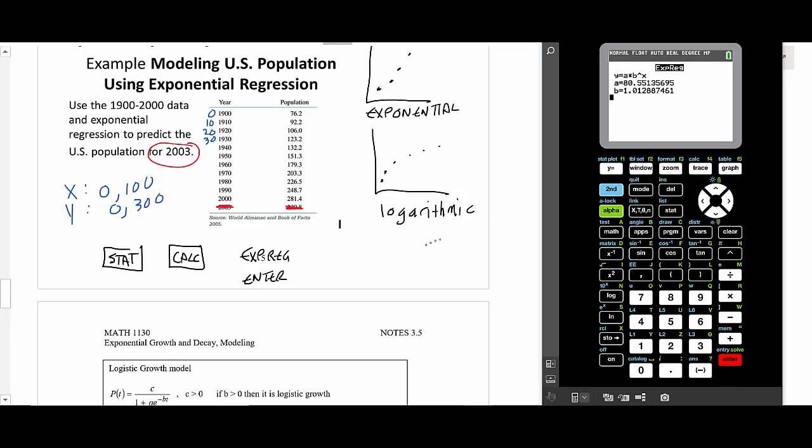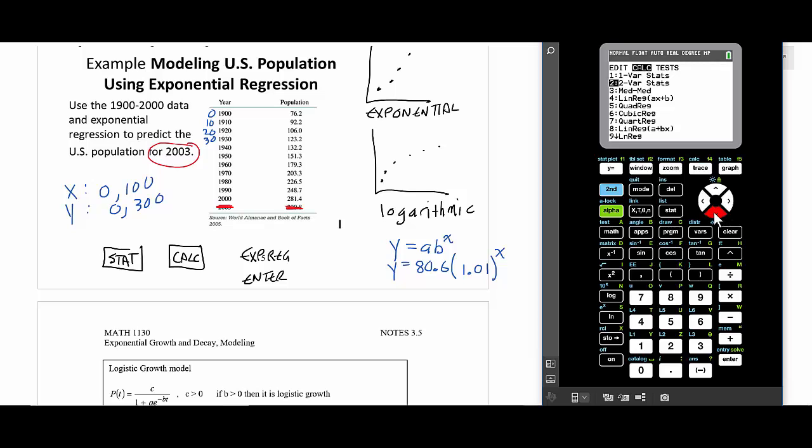The equation you get is Y equals A times B to the X power. That's a standard exponential equation, and then we're just going to plug in what we have. Let's just use one decimal. So A is 80.6, B is 1.01, to the X like that. It's a little different on everybody's calculator, but if you get your data in and go STAT, CALC, exponential regression, you'll do that.